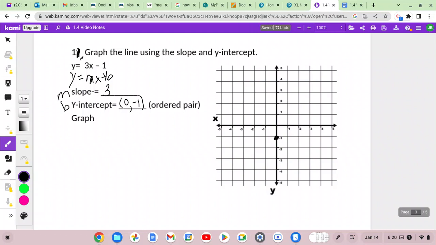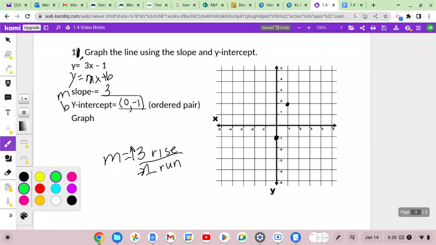Our slope is, again, 3, so I'm going to make that note 3. I want to do rise over run, so I place a 1 underneath the 3 to make it into a fraction. Since everything is positive, I will go up 3 and right 1 from the point I just made. So at negative 1 on the y-intercept, I will go up 1, 2, 3, and then I will go to the right 1.